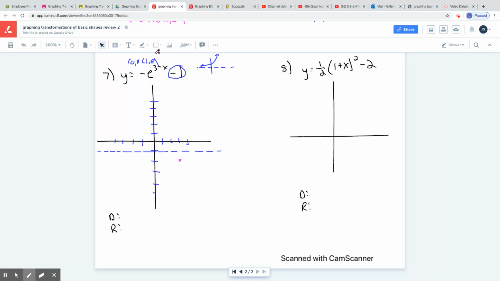We'll label that in a second. 1, e. 1, e is roughly here. I flip it vertically. I go to 1, -e. I flip it horizontally. It goes to -1, -e. I move it to the right. It goes to 2, -e, and then down 1. All right. So it looks like that.